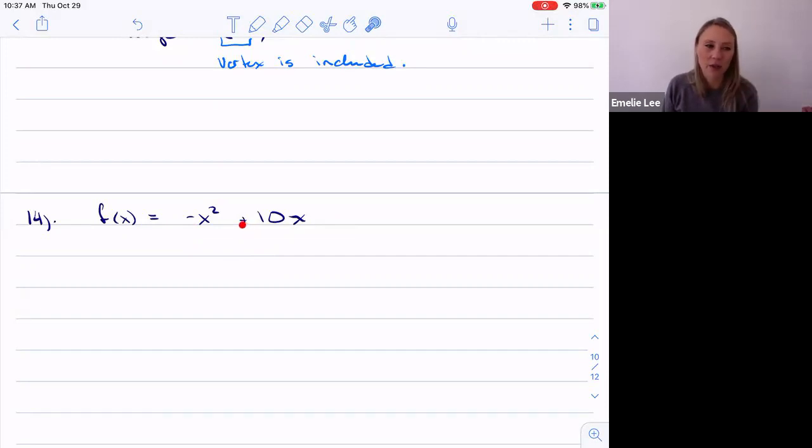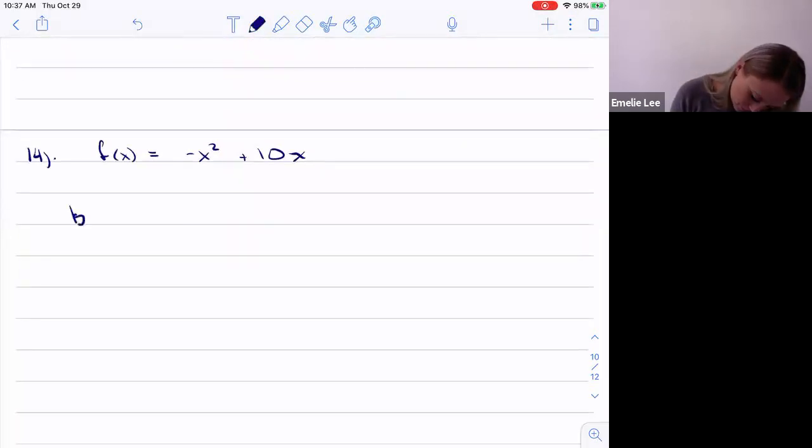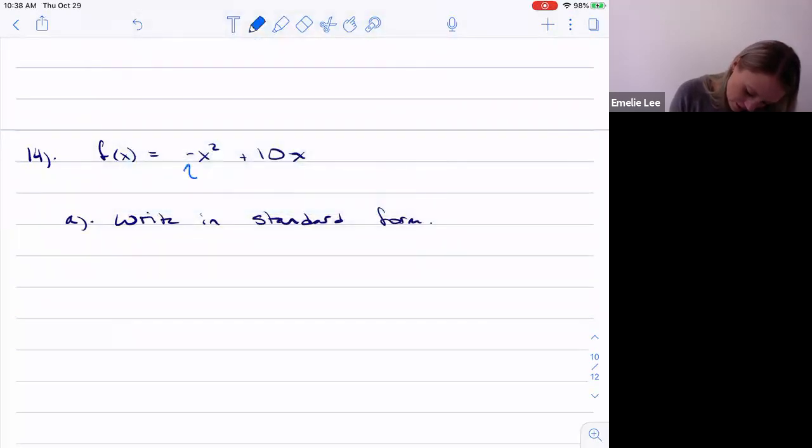So I'm factoring out a common negative. Sorry, I don't know why I said b, it's a. Write in standard form. I'll make a quick note here, right? Parabola facing down.